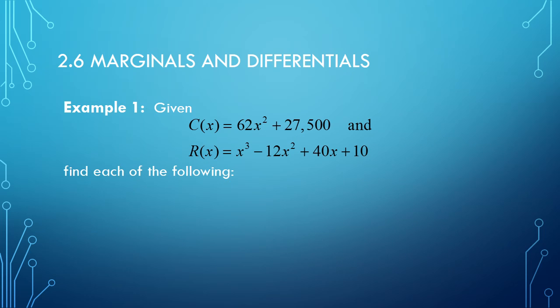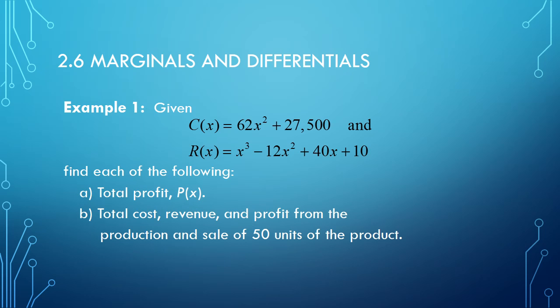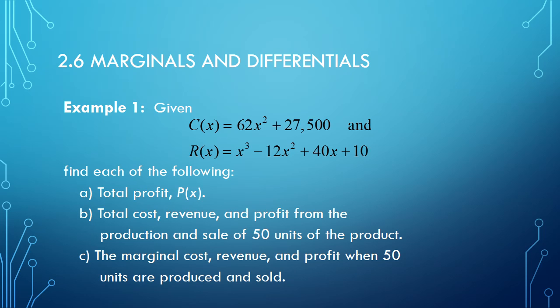Okay, so given these two functions, find the total cost, revenue, and profit from the production and sale of 50 units. Now this is total. That means you're going to put it straight into this formula. And then you're going to find the marginal cost, revenue, and profit from 50 units. Pause the recording, give this a try, and resume to check your answer.